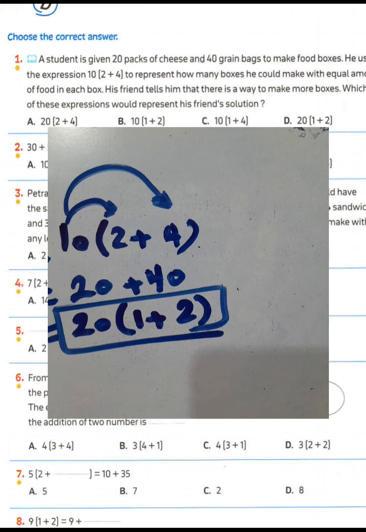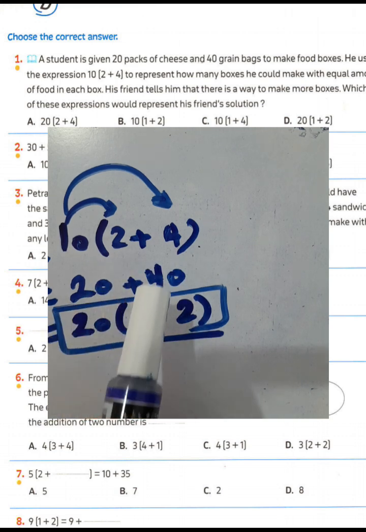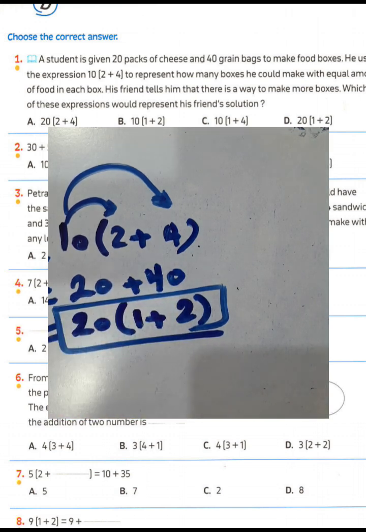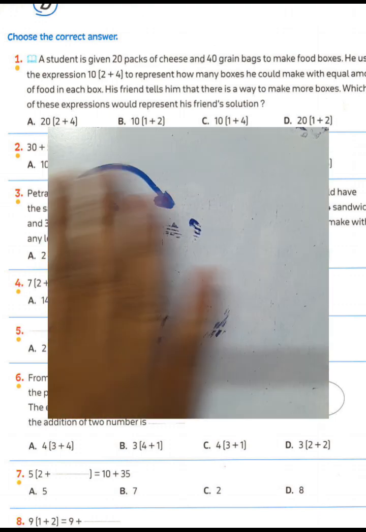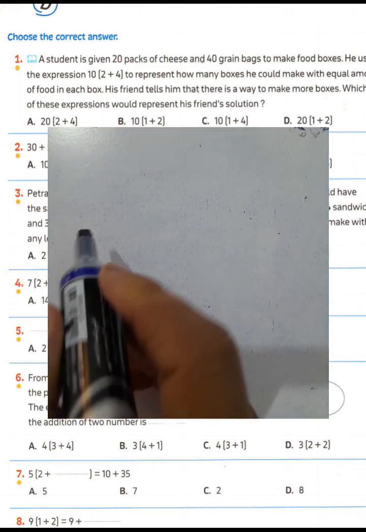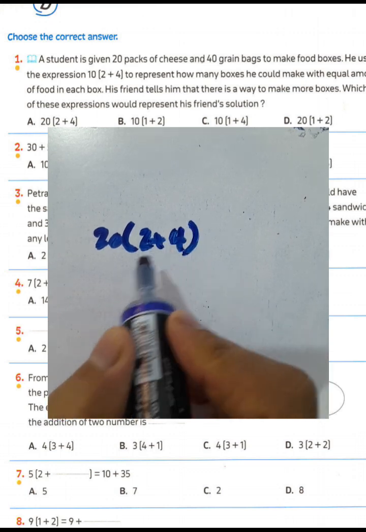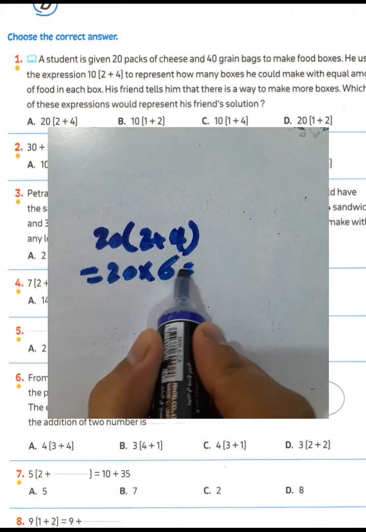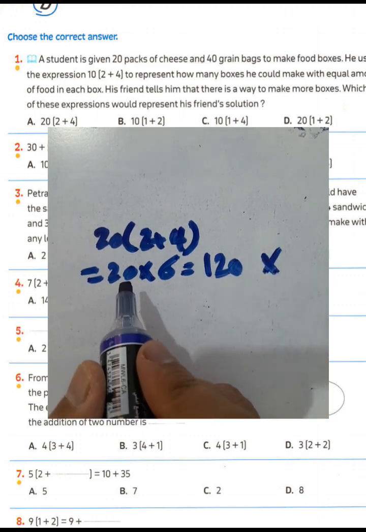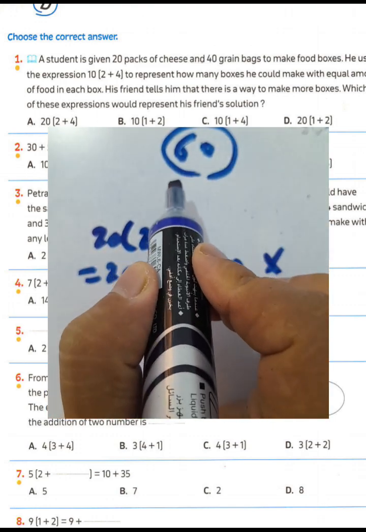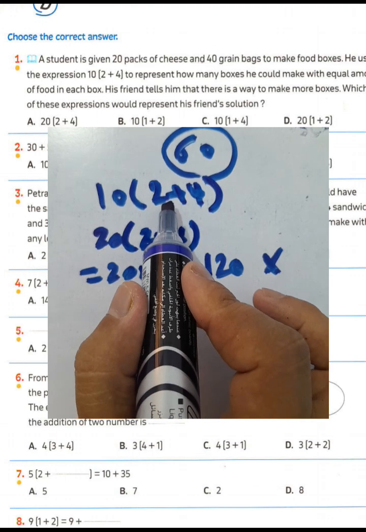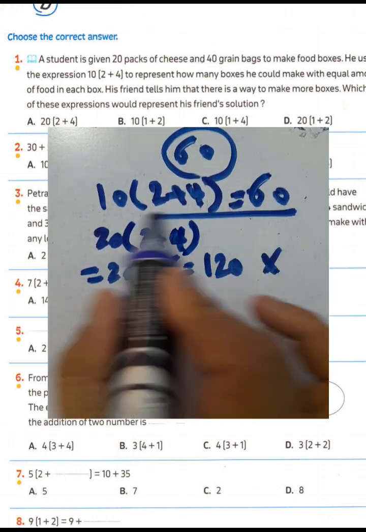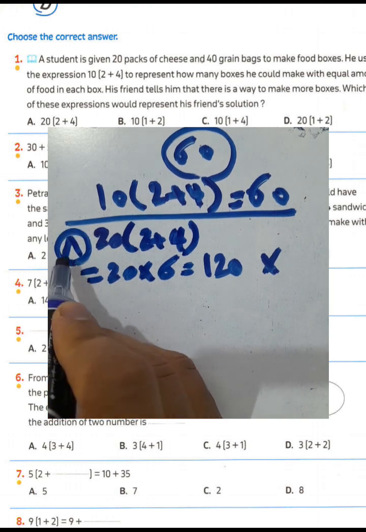Okay, in this example you want to find the equivalent expression to 10 times (2 plus 4). You can solve this example by finding the result of all the choices here. The result of letter A, look at here, 20 times (2 plus 4), it will be 20 times 6, it will be 120. Then it's false. I want to find the result 60, because the question tells us 10 multiplication (2 plus 4), and we know 2 plus 4 equals 6. 6 times 10 equals 60. So letter A is false.